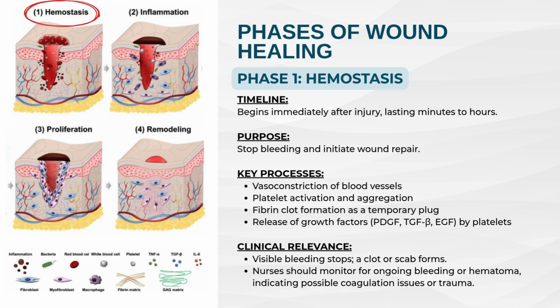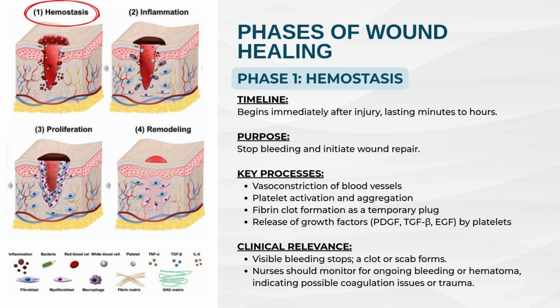Let's begin with Phase 1, hemostasis, the body's immediate response to tissue injury. Timeline. This phase begins within seconds of injury and lasts from minutes to a few hours. Purpose. The goal here is simple but critical. Stop the bleeding and lay the groundwork for healing.